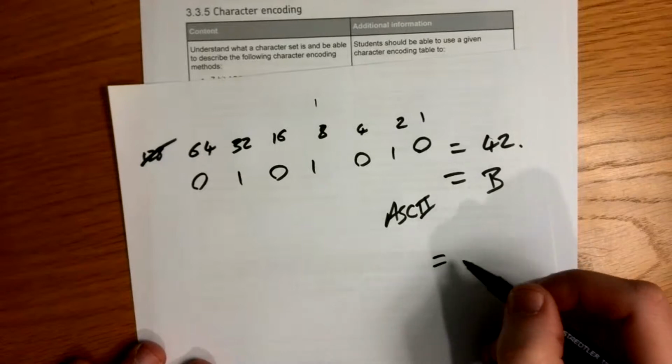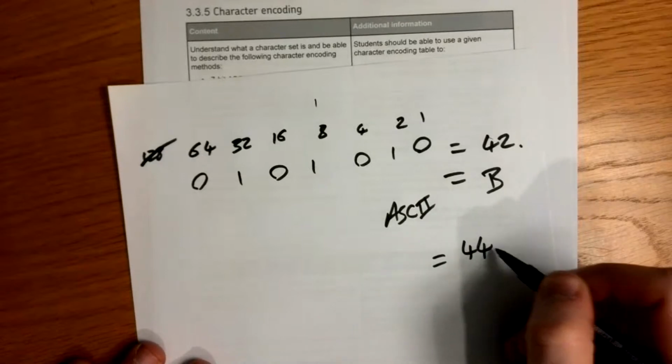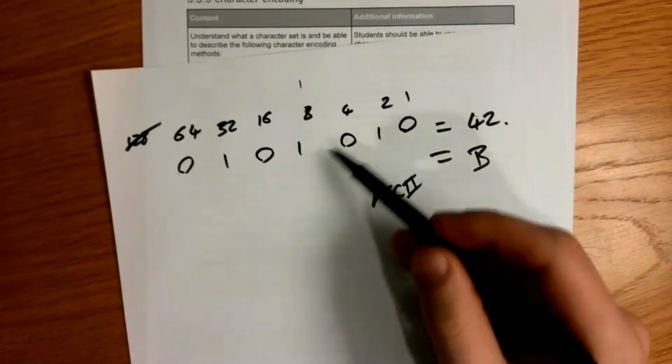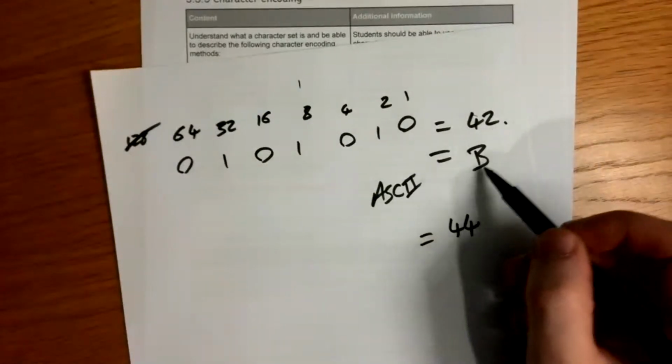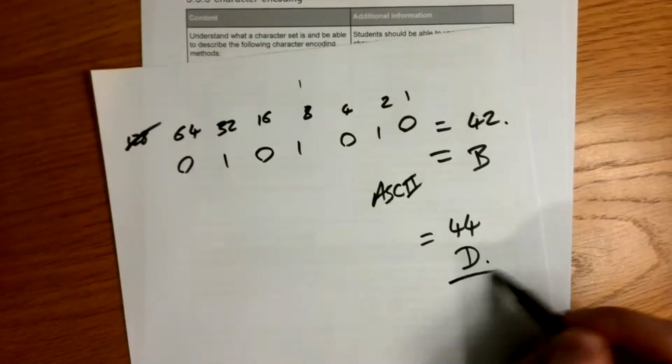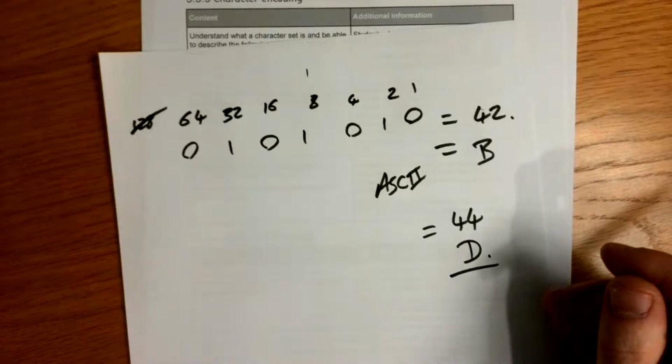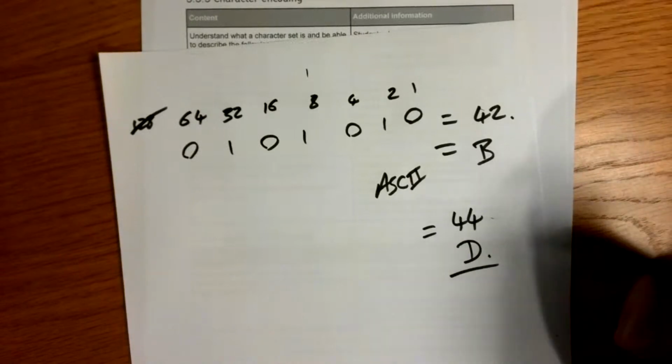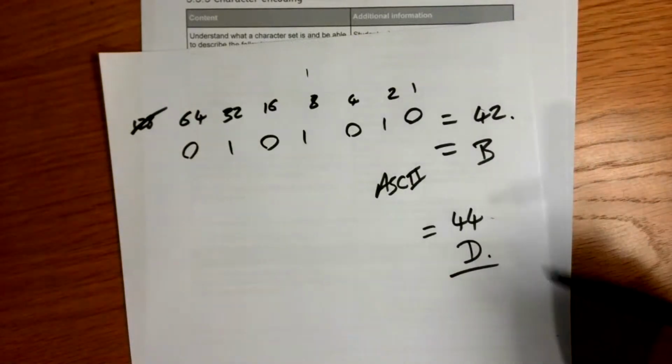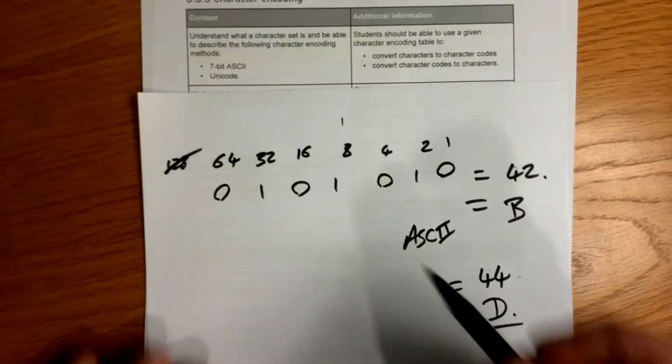If we then had a question that said convert the number 44 into an ASCII letter, you don't actually have to do the binary calculation or anything. All you need to do is go B, C, D, because it's a couple of letters after the B. So you just need to work out your alphabet and work through that way. It is a 7-bit code.